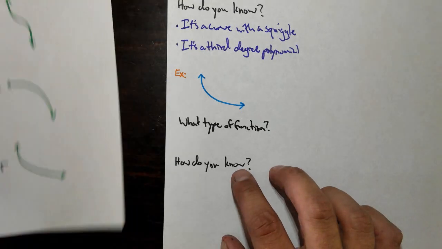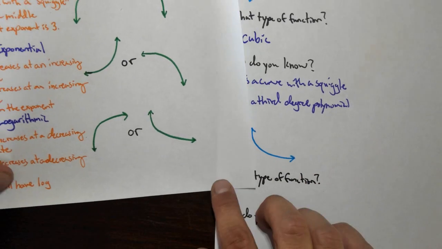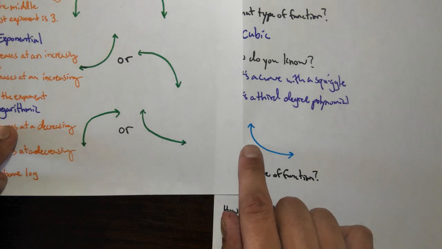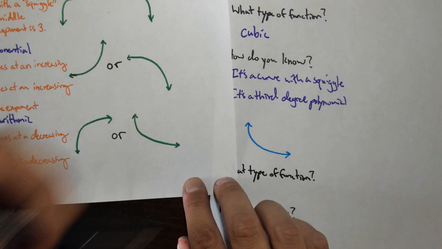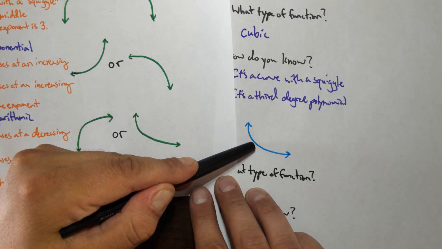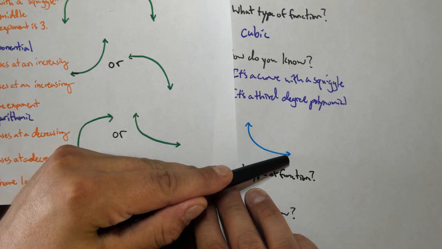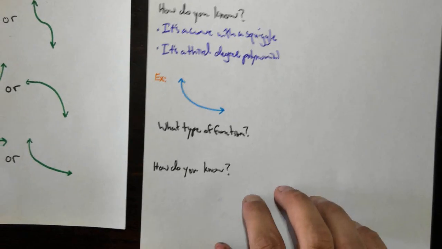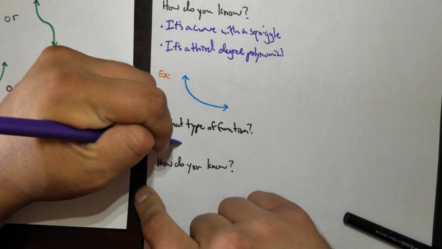So here, I'm just looking, and this looks like a logarithmic function to me because I have something that is decreasing at a decreasing rate, right? Reading from left to right it's going down, but how fast is it going down? The longer we go to the right, it doesn't go down as quickly. So we say it's decreasing at a decreasing rate. So what type of function is this? Well, this is logarithmic.